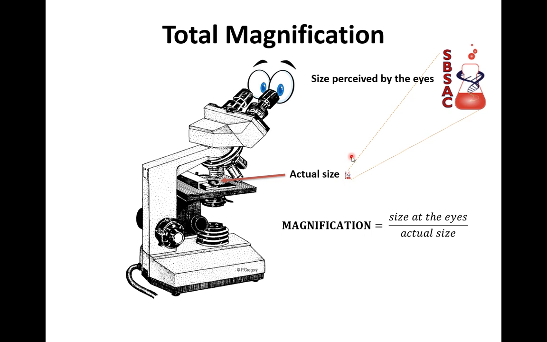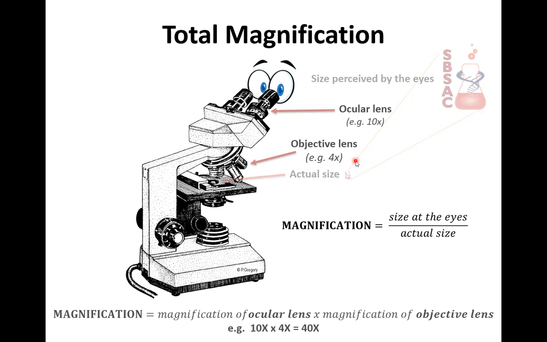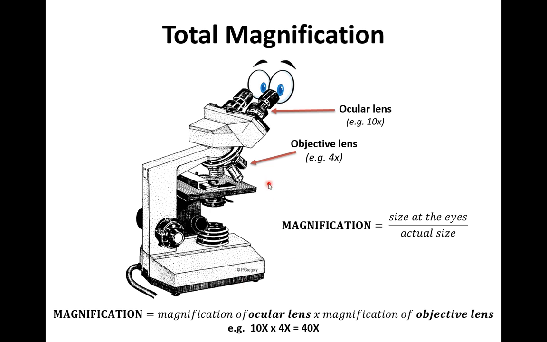You can also predict that magnification by knowing the power of the lenses. The total magnification will be nothing else than the product of the magnification of each individual lens. For example, if you're using a 4-times objective lens, and your ocular lens is a 10-times magnifying lens, the total magnification you will achieve will be the product of the two lenses, so 10 times 4, which is 40 times. So something that is 1 millimeter here will be perceived as 40 millimeters by your eyes.